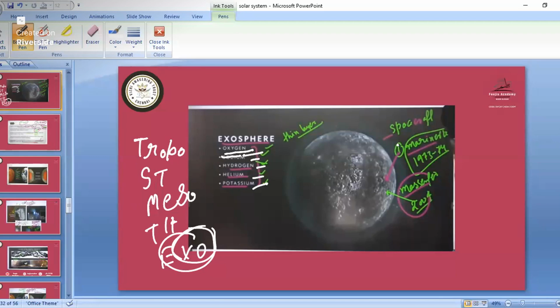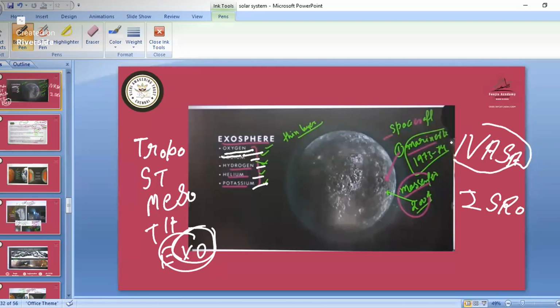And remember about the spacecraft. We will also be seeing in all these slides the spacecraft of all the planets. Only two spacecraft were sent to Mercury by NASA. No other agency, like in India we have ISRO, has sent spacecraft. So only two have gone to Mercury: Mariner 10 in 1973 and Messenger in 2004, and they were sent by NASA.